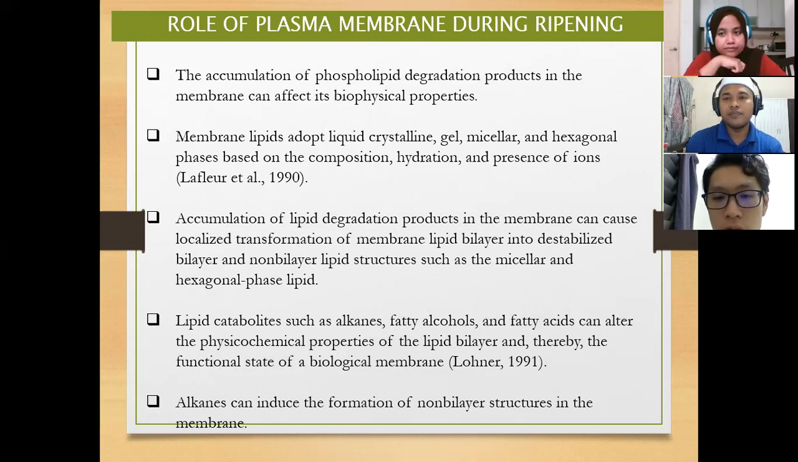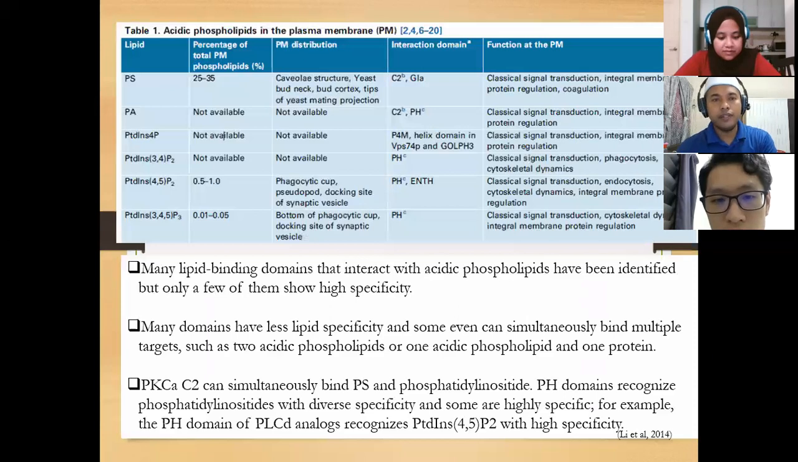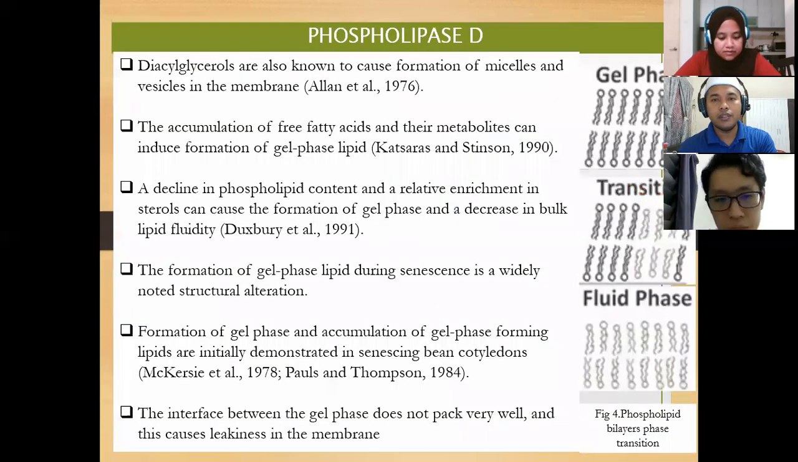It means when the layers become rigid, it's not flexible as before. When you change the structure of the plasma membrane, they will have different permeability. They will have a different phase.